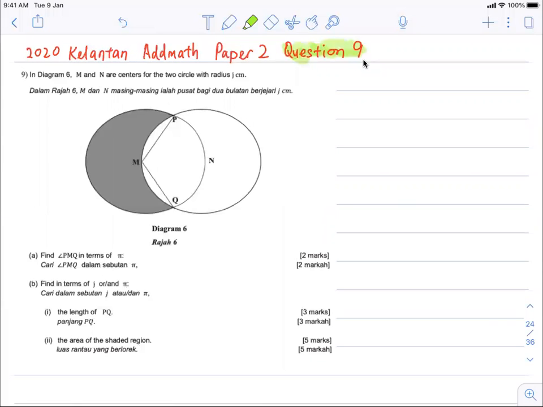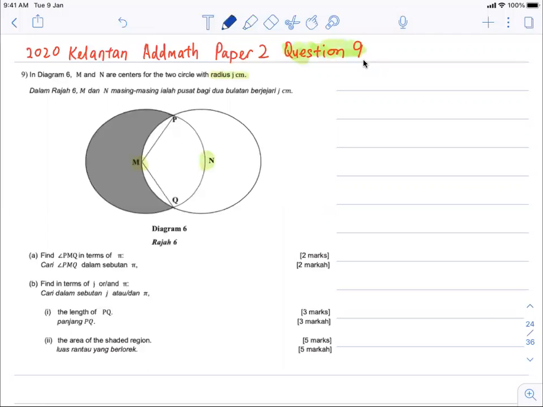In this video, I will explain 2020 Kelantan Addmath Paper 2 question 9. This question provides us with two circles with a radius of j, and the centers of the circles are M and N.